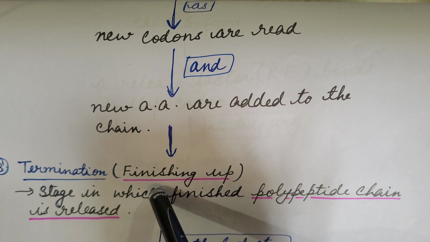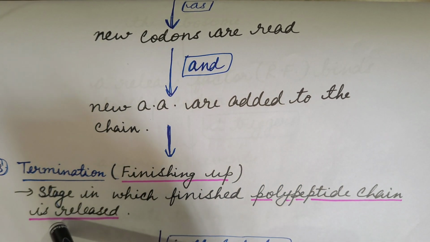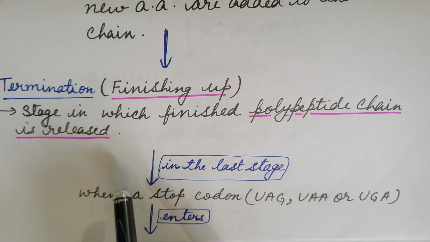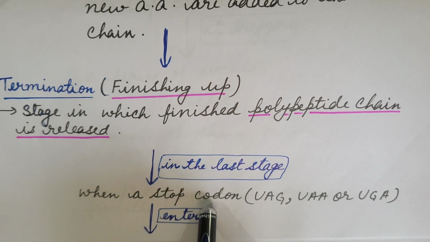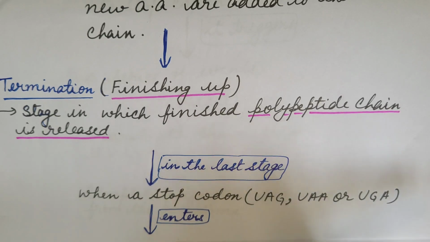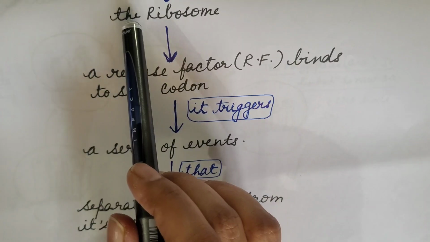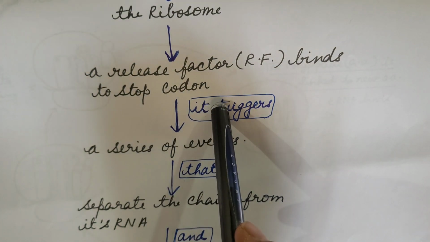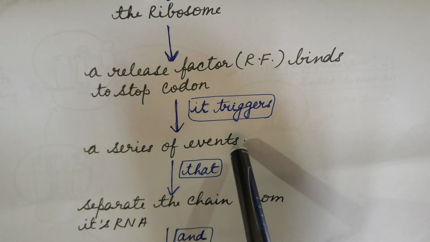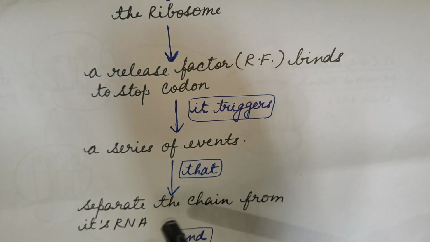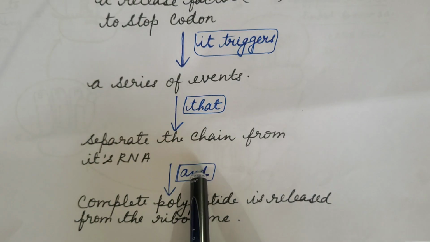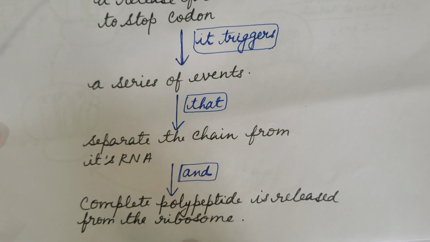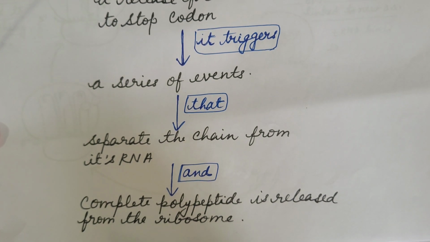Third is termination, that is finishing up, stage in which finished polypeptide chain is released. So in the last stage, when a stop codon UAG, UAA or UGA enters the ribosome, a release factor binds to stop codon. It triggers a series of events that separate the chain from its RNA, and complete polypeptide is released from the ribosome. In this way, termination of translation occurs.